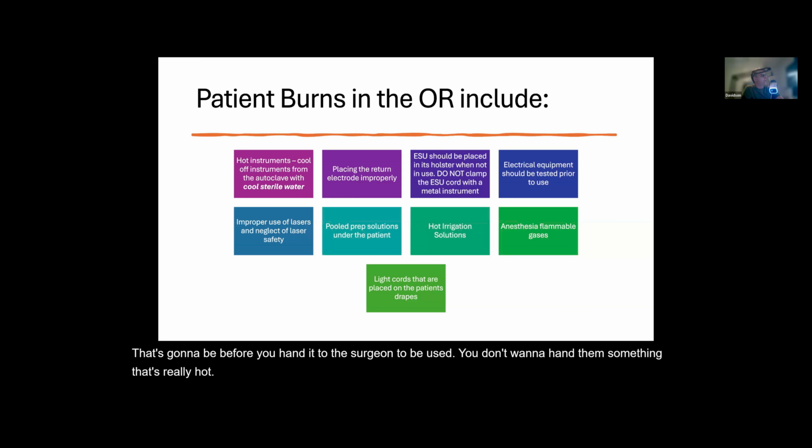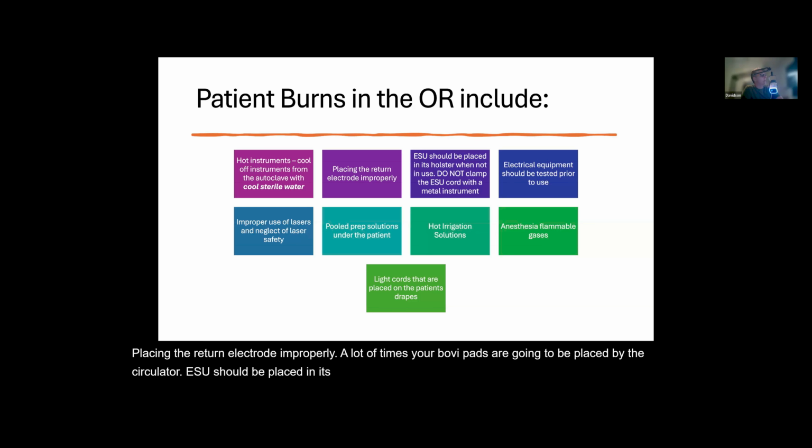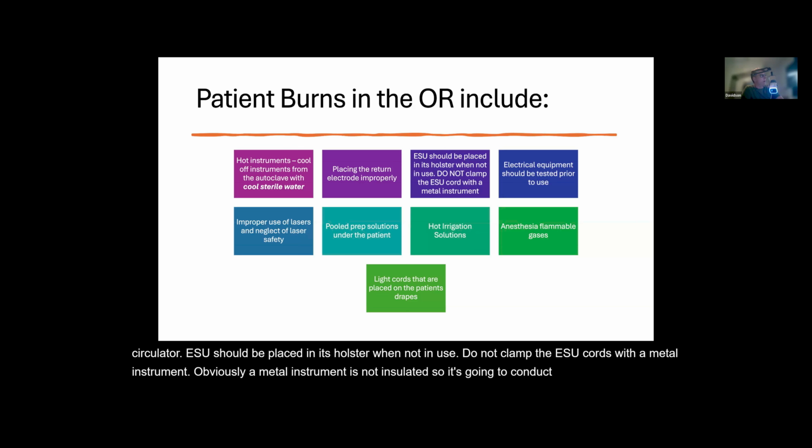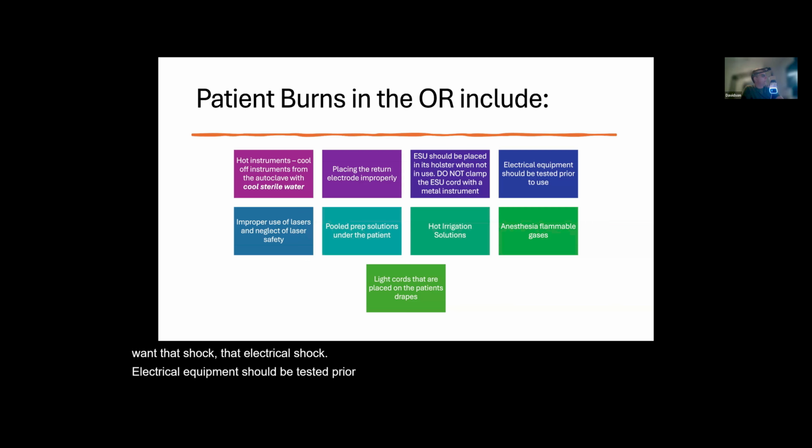Placing the return electrode improperly. A lot of times your Bovie pads are going to be placed by the circulator. ESU should be placed in its holster when not in use. Do not clamp the ESU cords with a metal instrument. Obviously, a metal instrument is not insulated, so it's going to conduct electricity. You do not want that shock, that electrical shock. Electrical equipment should be tested prior to use. Improper use of lasers and neglect of laser safety.